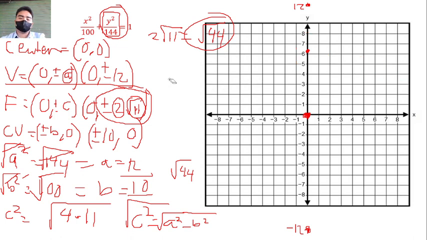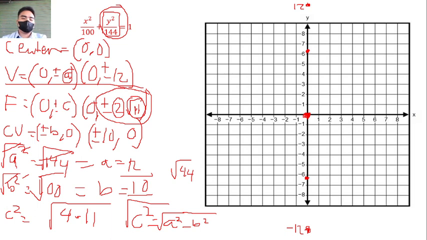Alright, so with that focus, you're going to add and subtract, of course. Subtract, you're going to have 6.6332. So maybe your focus is a bit here. Okay? So these are your foci.